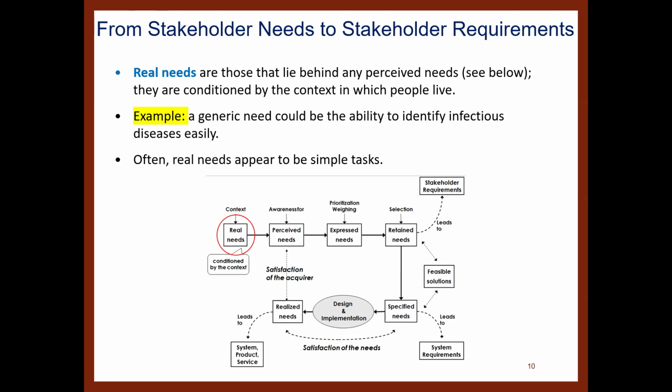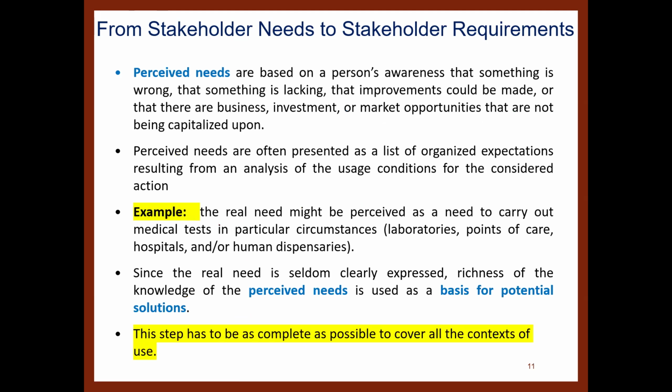Often real needs appear to be simple tasks, right? So in this example, we are just saying, oh, there's a virus. We need to find ways to identify these viruses so we can make decisions. Okay, if you are sick, please stay away and do not exchange those viruses with these people that are still healthy. So that could be a generic need. However, that's not necessarily what we need as we move forward with our solution, right?